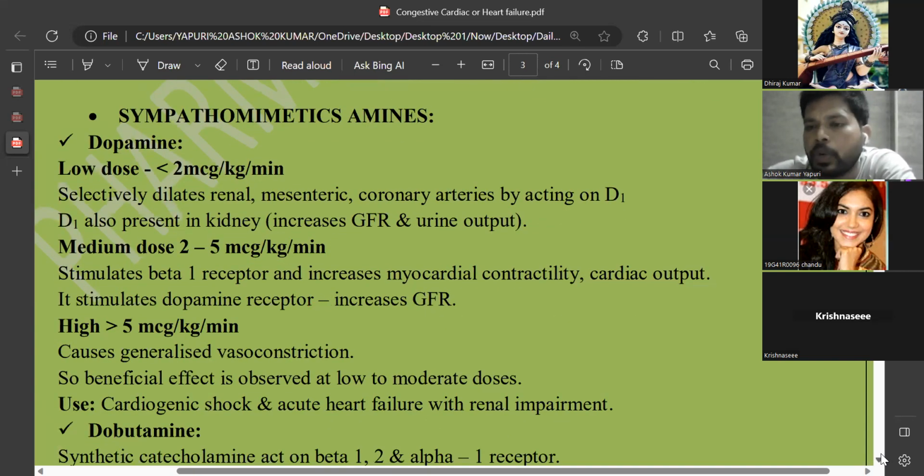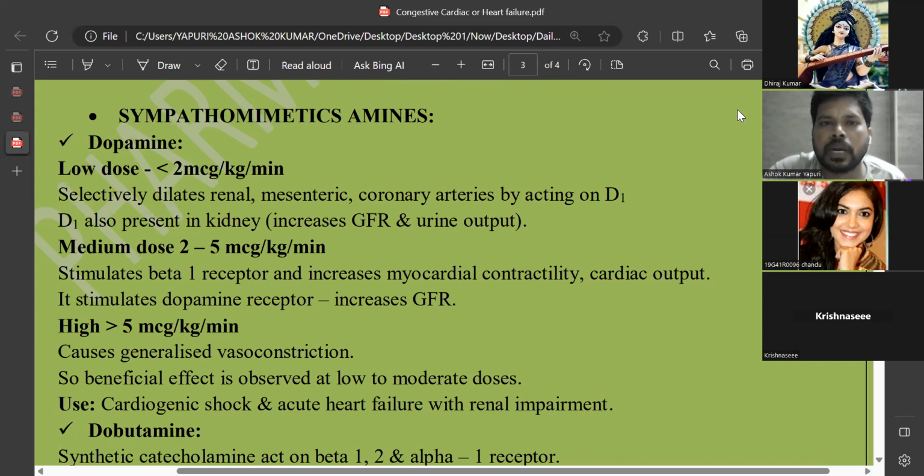So remember, the important thing is the antibody. And next, sympathomimetic amines. As I mentioned earlier, sympathomimetic amines increase the glomerular filtration rate and increase the elimination of body fluids from the body, decreasing fluid content in the heart and decreasing overload on the heart.